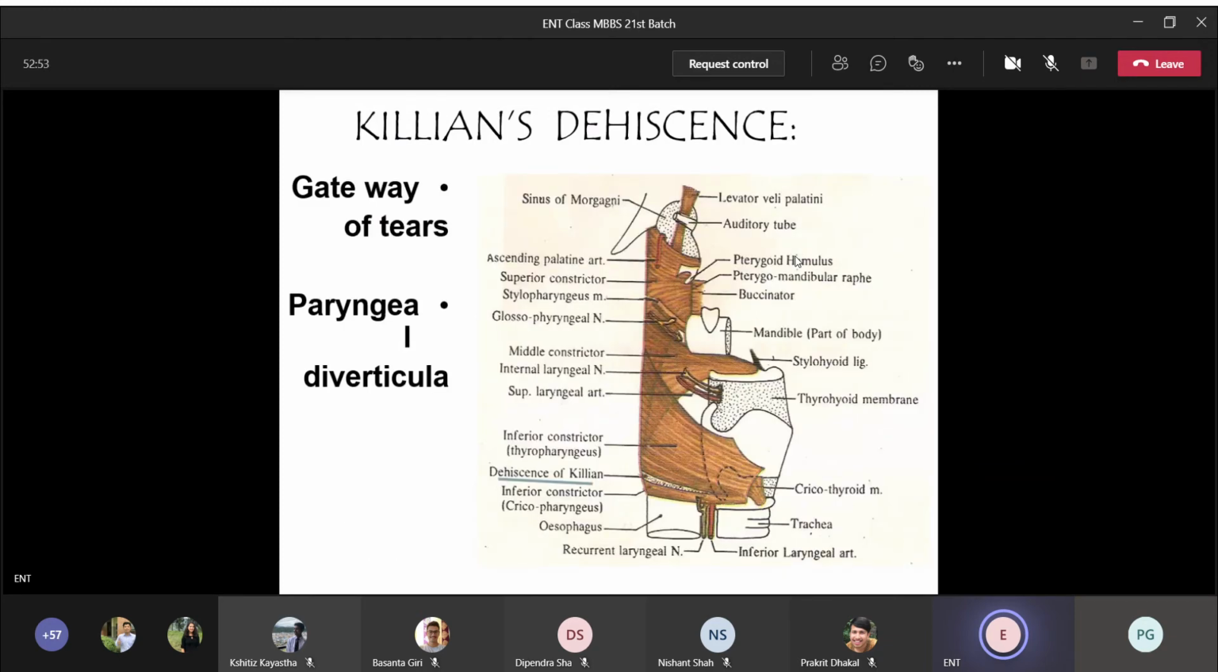Now the anatomical importance of this muscular coat: the muscular coat is formed by the 3 constrictor muscles, and in the lower inferior constrictor there are 2 muscles, thyropharyngeus and cricopharyngeus. In between thyropharyngeus and cricopharyngeus, there is a small gap which is known as Killian's dehiscence, which is the gateway of tears. And this is also important for forming the pharyngeal diverticulum.